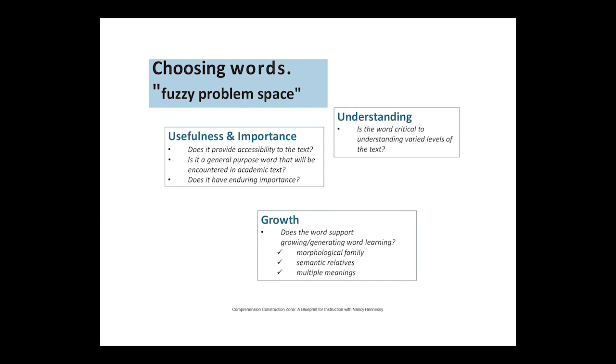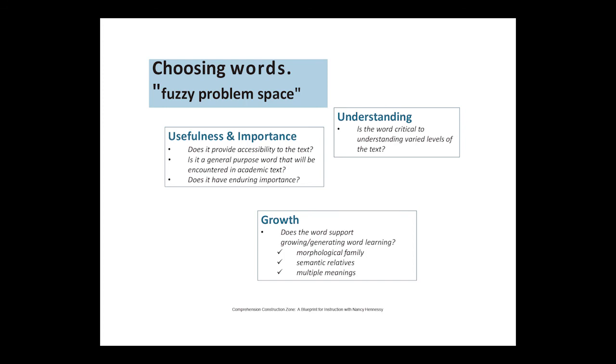To get at the varied levels of understanding? And then, does the word have some possibilities in terms of growth? A morphological family, for instance, or a semantic family, semantic relatives. Remember, kids don't store words individually, they store them in networks. They store them with related words. You know that when you use something like Visual Thesaurus, you see all those networks pop up, right? There's a reason, that's the way we actually store words, okay?